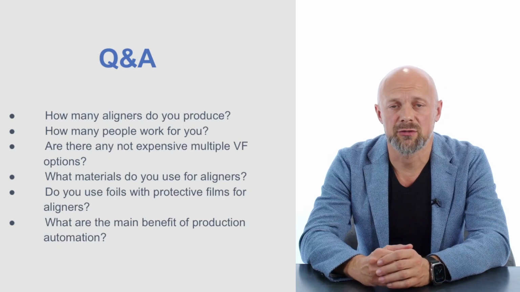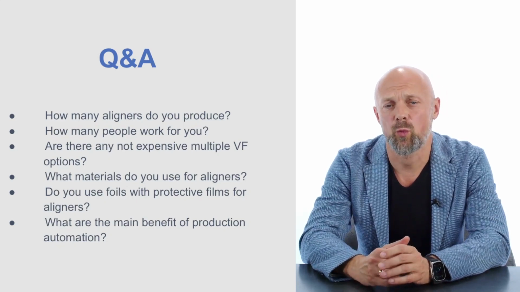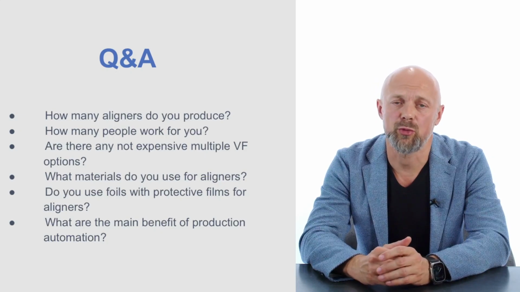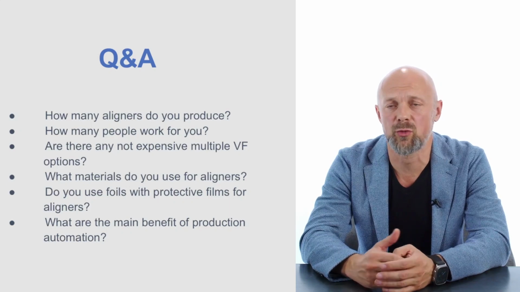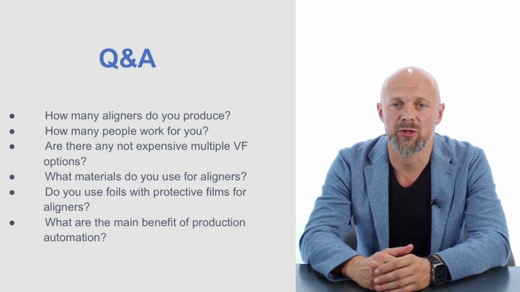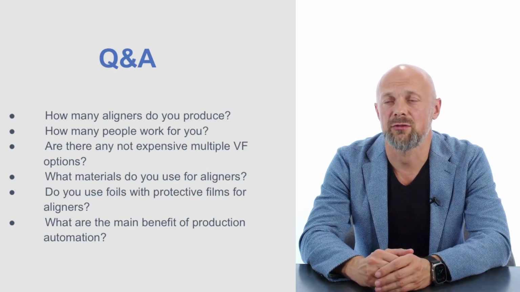The next question, how many people work for you? On the production side works around 80 employees. It's the total number, including the courier department and quality check departments. So the total is around 80 people.